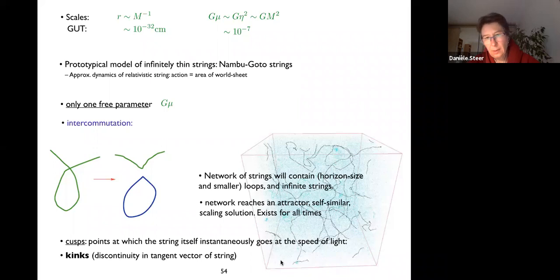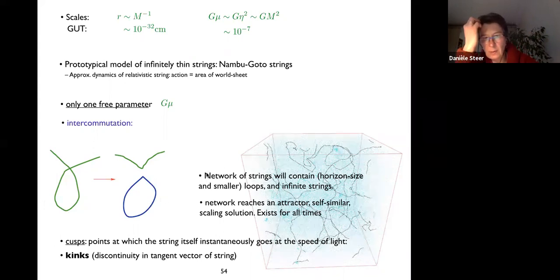So this is a network of strings that contains long strings, so this is a horizon size. These long strings have a length which is larger than the horizon. And the little blue ones are little loops. And why do little loops form? Little loops form because when a string dynamically bends across itself, it will chop off a loop. It's a process known as intercommutation.